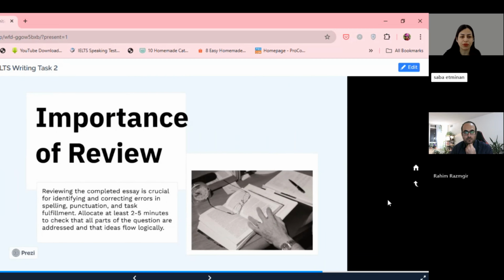And importance of review. Reviewing the completed essay is crucial for identifying and correcting errors, as we said, in spelling, punctuation, and task fulfillment. Allocate at least 2 to 5 minutes to check that all parts of the question are addressed and the ideas flow logically.